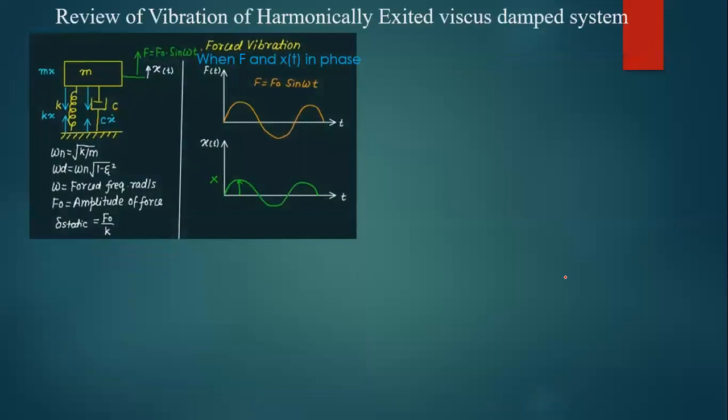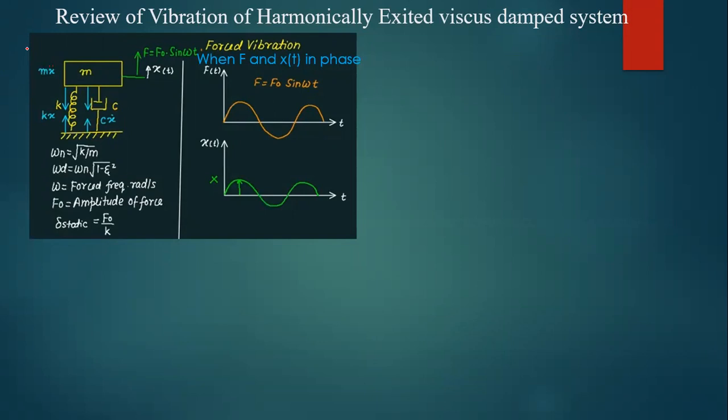So let's summarize the previous question. Mass, spring and damper systems are there. Spring is characterized by x, so spring force is kx. The damper is characterized by velocity, so damper force is c x dot. And the mass has inertial force m x dot dot. It is not mx, but m times x dot dot.